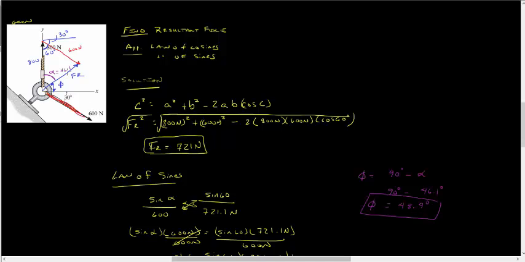So now I know my resultant force is 721 newtons at a direction of 43.9 degrees from the positive x-axis. So it's going in a positive direction, 43.9 degrees from the positive x-axis.